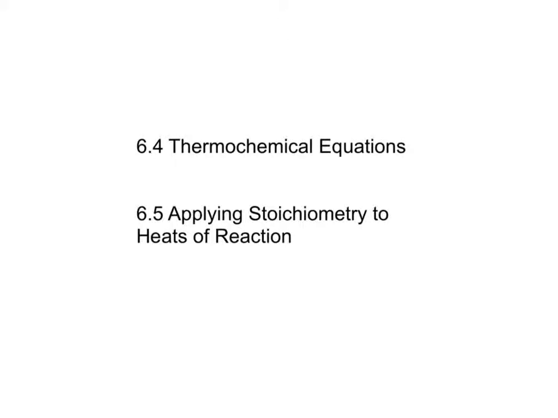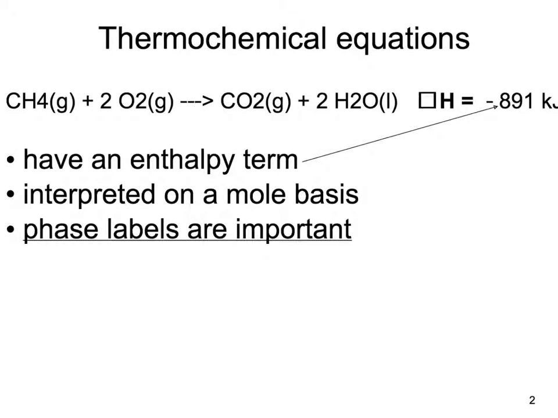6.4 and 6.5 are thermochemical equations and applying stoichiometry to heats of reactions, respectively. I put these two together because I think it comes naturally to do stoichiometry right after we go over the thermochemical equations. When writing a thermochemical equation, you write the normal balanced equation, use your phase labels, they're very important here, and we also add delta H.